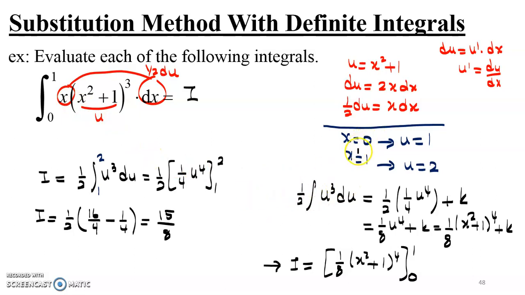However, changing the bounds does quicken up the process. So this is why I'd urge you to always change the bounds and find the values of the bounds corresponding to the antiderivative in terms of u. In that case, you could immediately evaluate the definite integral without having to go back to the variable x.